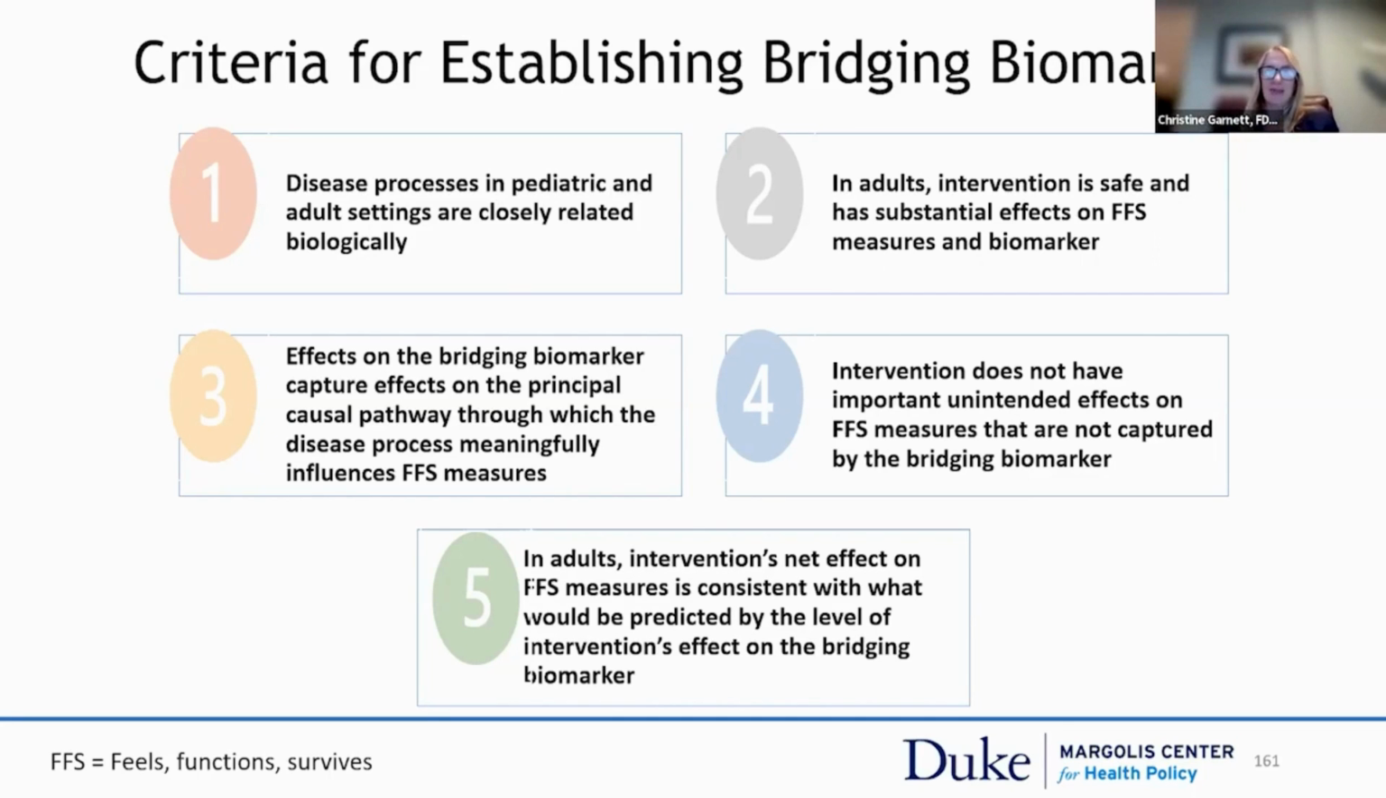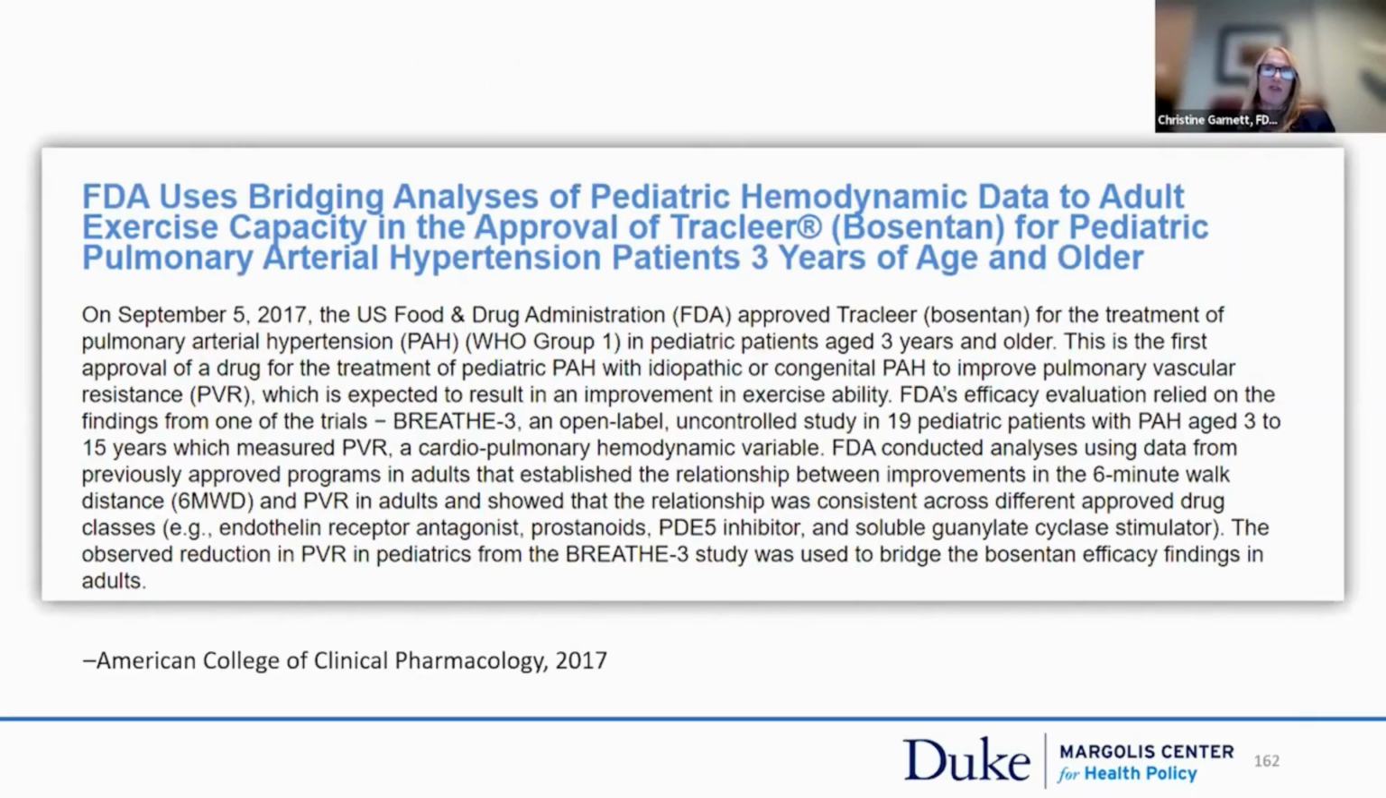So next slide, please. Now I'll move into my case example. This case example is how pediatric extrapolation using a bridging biomarker was used to approve the first drug for pediatric pulmonary arterial hypertension. Conducting clinical trials in pediatrics that have pulmonary arterial hypertension, I'll just call that PAH in the presentation, is very difficult.